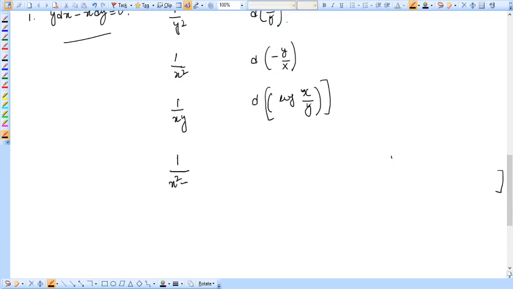1 over x square plus y square is also an integrating factor of this equation, and after multiplying it, the equation becomes exact, which is equal to d of minus tangent inverse y over x.